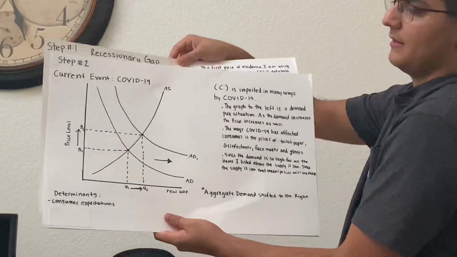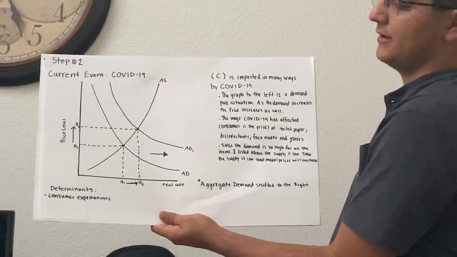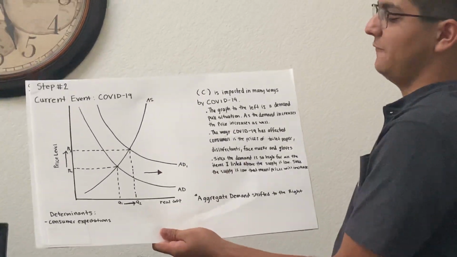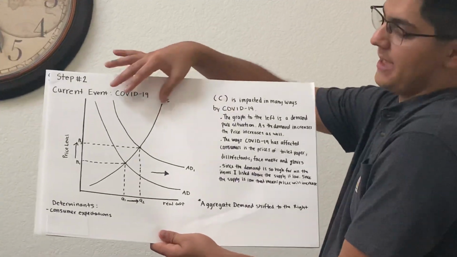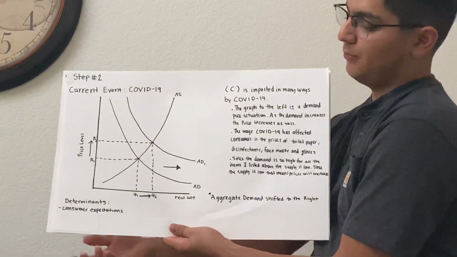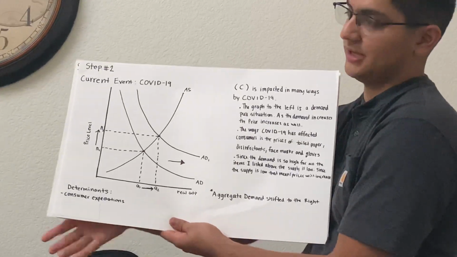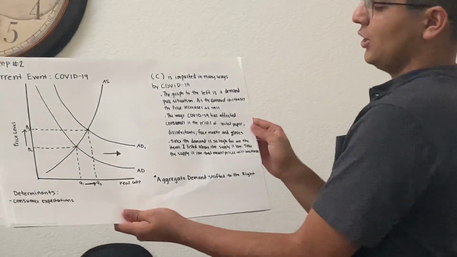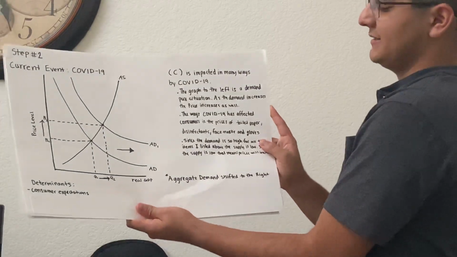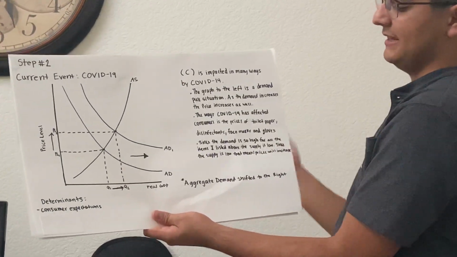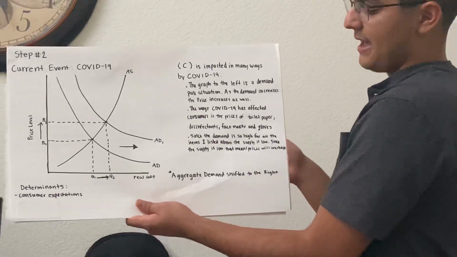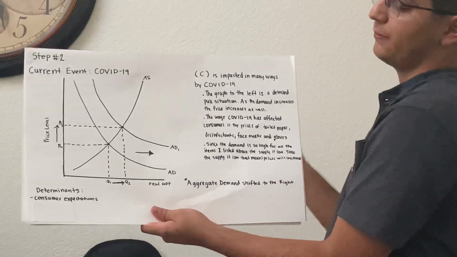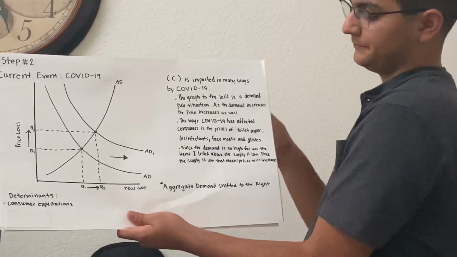Step 2. The current event I have chosen is COVID-19. COVID-19 has impacted the consumers. The graph to the left shows the demand-pull situation. As demand pulls for certain items, price is going to skyrocket. So, COVID-19 has affected the price of toilet paper, disinfectants, face masks, and gloves. Since demand is so high for these items, prices are going to rise.